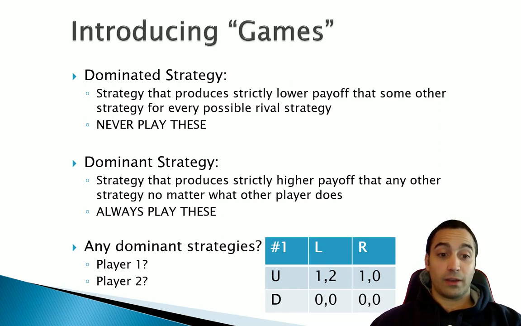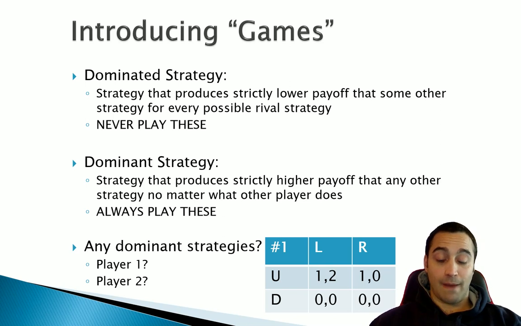So the easiest way to solve these games, which won't work every time but sometimes does, is to look for dominant strategies. In order to find dominant strategies, we should also talk about dominated strategies. Here I'm just going to read the bullets and put emphasis on the important words. Dominated strategy: that is a strategy that produces strictly lower payoffs than some other strategy for every possible rival strategy. That is converse to a dominant strategy.